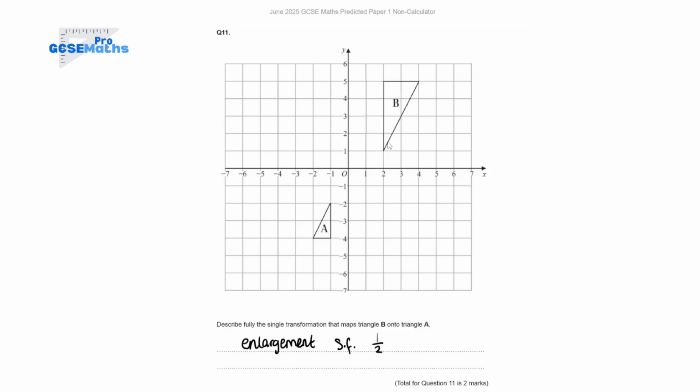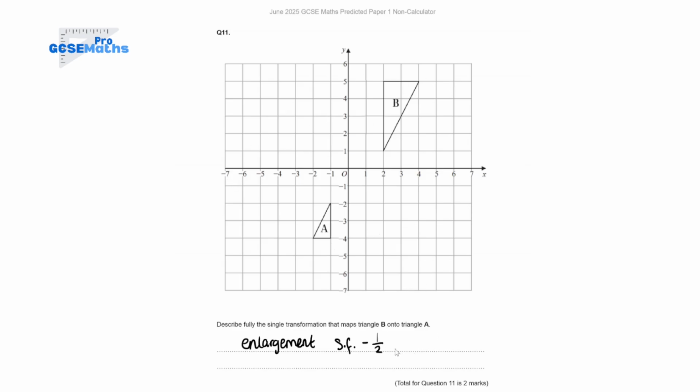The other thing to consider, though, is you see how it's inverted itself? This is very common for higher tier. It's inverted itself. It's flipped upside down. So that's a negative enlargement. Not only has it got half as big, it's also flipped. So put the negative to make it flip.